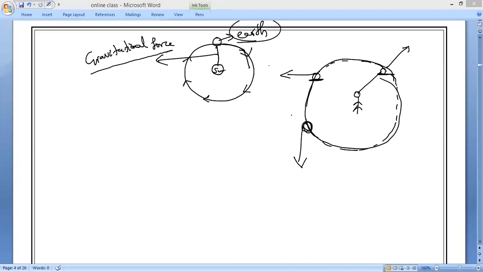That is why gravitational force holds the full solar system, which is revolving around the sun. Even satellites are revolving around the earth. For example, the moon is revolving around the earth and other artificial satellites are revolving around the earth. This is all because of which force, guys? Centripetal force.